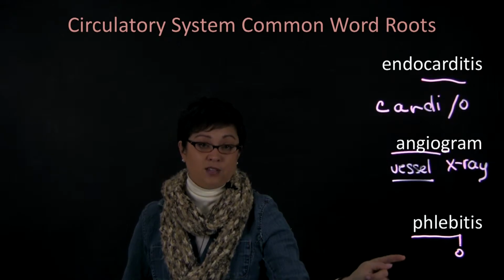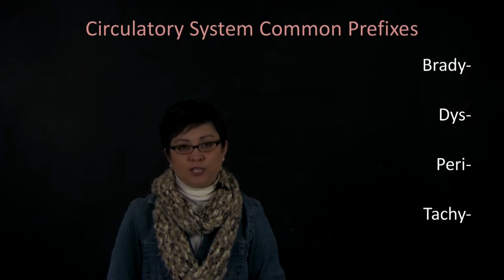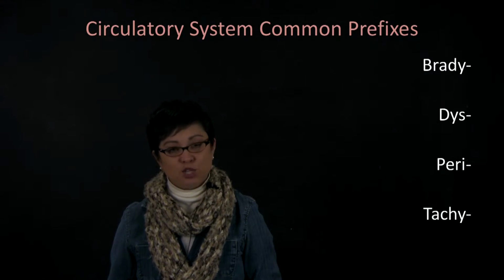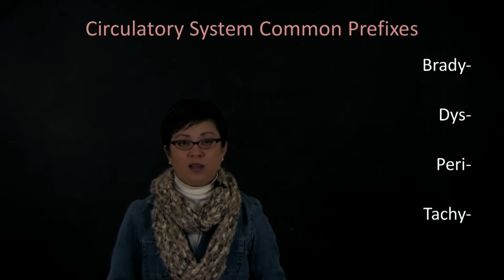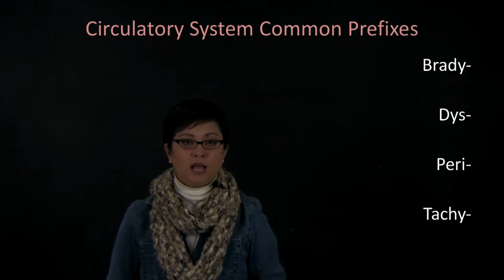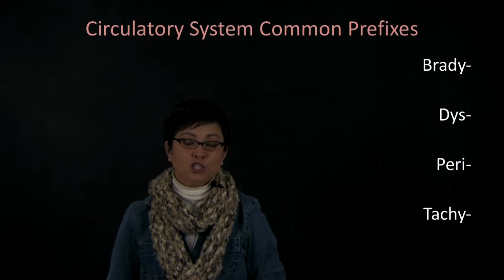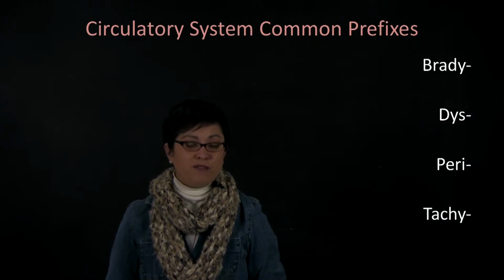Vessels, veins. Okay, so we're looking at some prefixes for the circulatory system. What you're going to find out is that some of these can actually go into other body systems as well. Brady, for example, can go into the respiratory system, as well as tachy, which is the last term on this particular slide right here. Brady means slow. So we can have bradycardia, which means a slow heartbeat, and it's usually about 60 beats per minute. So that's pretty slow. Then we have dys- as abnormal or lacking.